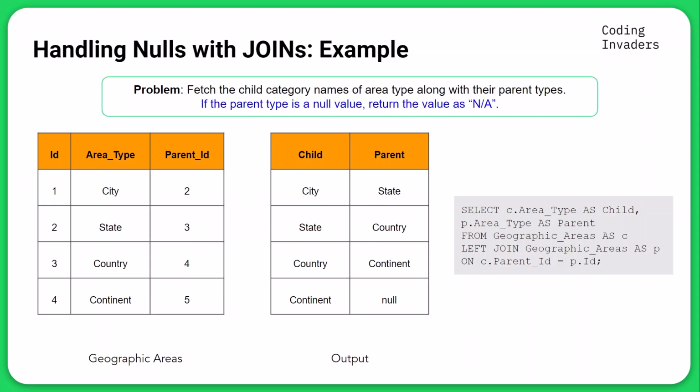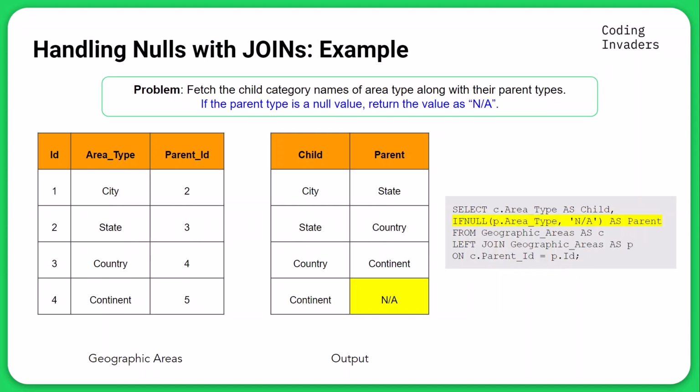Now we can arrive at the topic for this lesson, handling null values, right? Suppose we modified the problem statement and it says, if the parent type is a null value, return the value as n/a. That is, NA should be returned instead of null. This means in our output, wherever we have null, it should be written as NA. As you can see over here, this highlighted yellow part. Great. So how do we modify our code snippet?